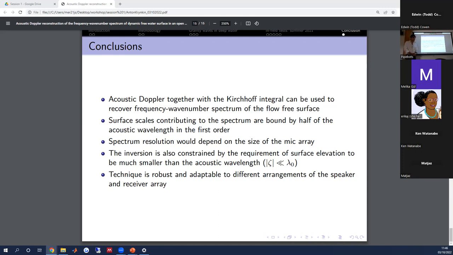Could you imagine an installed system for continuous measurement? And if so, how might that look in terms of how many arrays would you need and where would they be located?